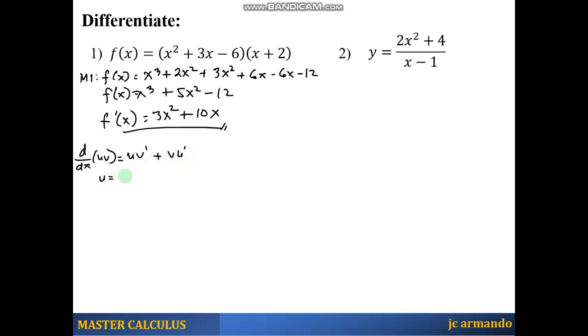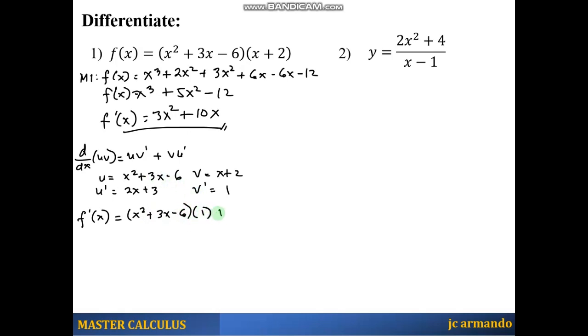So, our u is x squared plus 3x minus 6. What's u prime? 2x plus 3. So, our v is x plus 2 and therefore v prime equals 1. So, therefore, its derivative f prime of x is just equal to u, which is x squared plus 3x minus 6 times v prime, which is 1, plus v, so x plus 2 times u prime, 2x plus 3.